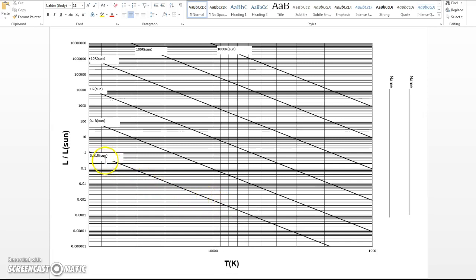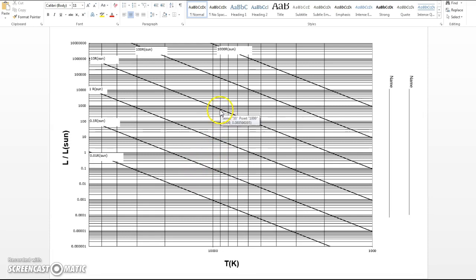The diagonal axes are in solar radii. Each one is a fraction of a solar radius. So for example, along this line here, the 1 solar radius line, any data point, any plotting of a star that falls along this line has a radius about that of the sun, about the same size as the sun. 0.1 solar radius, any data point that falls on that line, that star will have a radius of about 1/10 of the size of the sun.